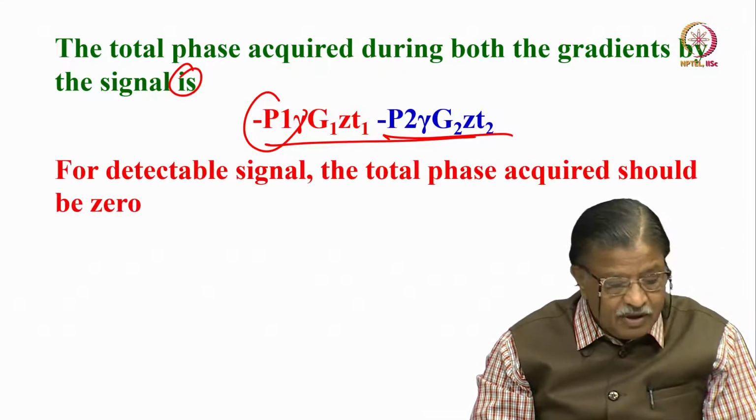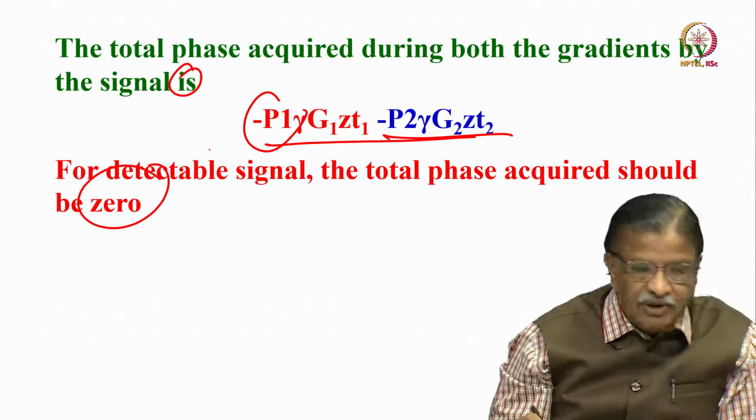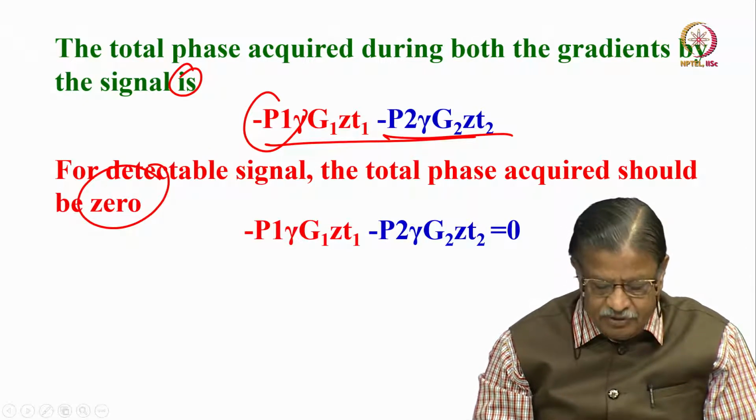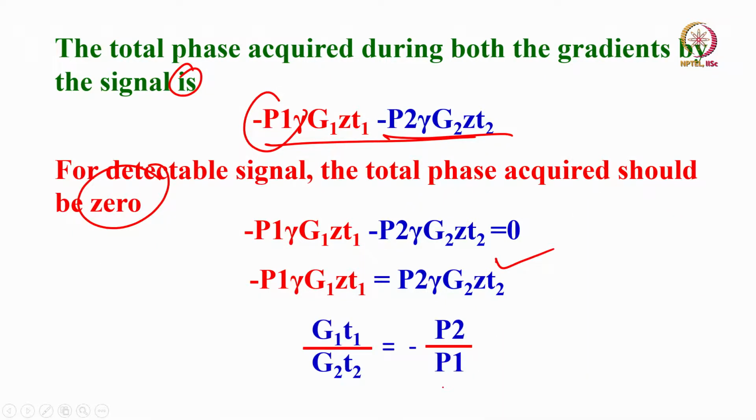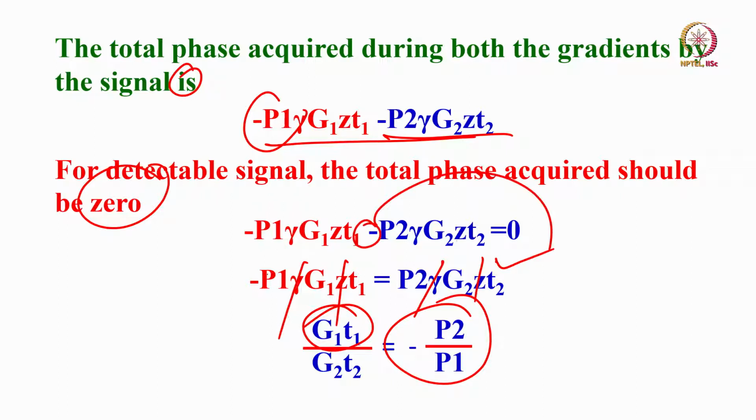Okay. Now for the detectable signal, I told you the total phase has to become 0. I equated it to 0, and now I did the simple arithmetic which I did earlier. Now this turns out to be this. So if you do the arithmetic, because this gets cancelled, this gets cancelled out, G1 T1 over G2 T2 becomes minus of P2 over P1. This is what it is, because this minus when it comes to this side became plus, but this still remains minus. So it is minus of P2 over P1. So G1 T1 over G2 T2 equals minus of P2 by P1.